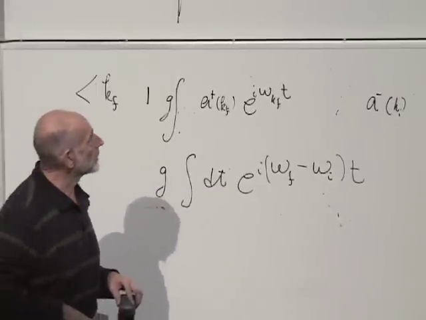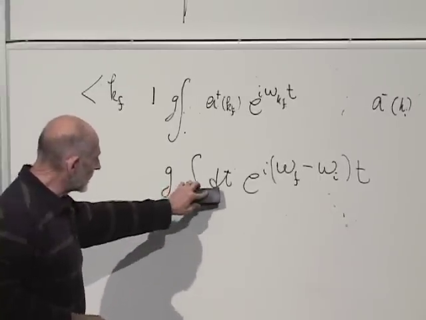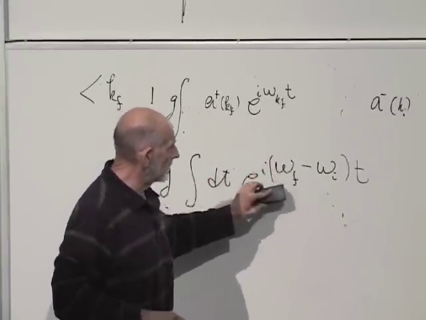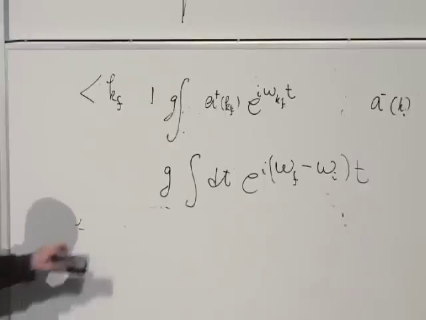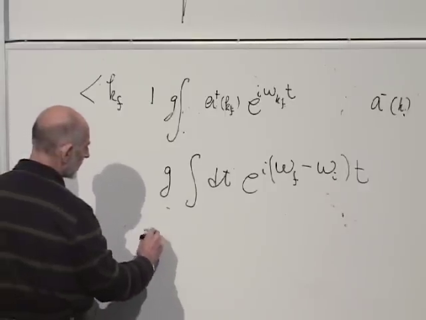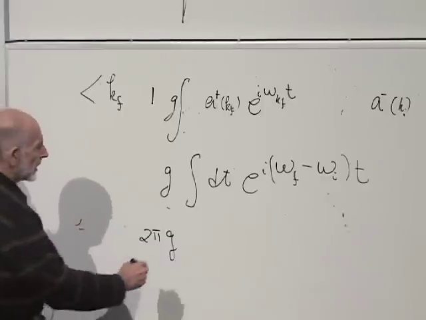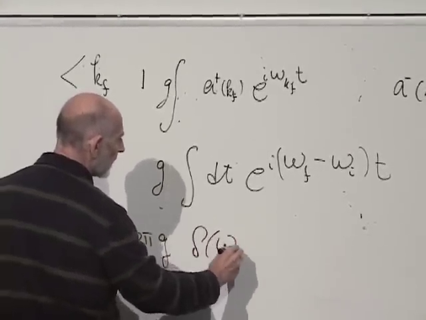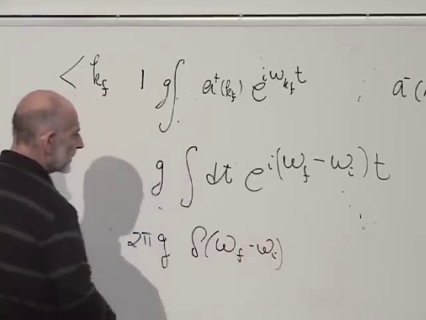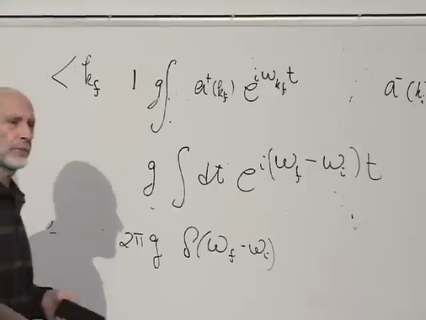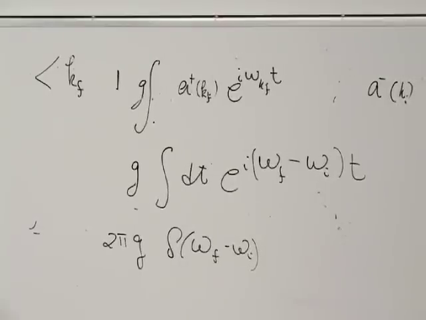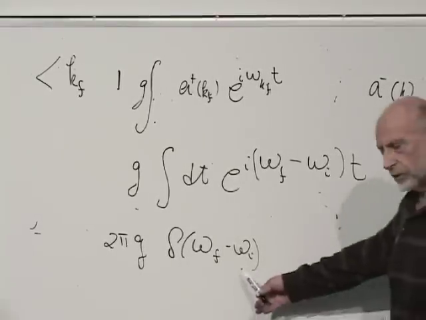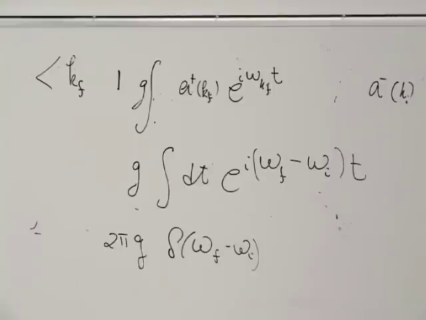Delta function. This is an example of the delta function. An integral dt of e to the I something times t. Let's see, was it 2 pi times the delta function, if I remember? Yeah. I think it was 2 pi g times delta of omega final minus omega initial. Does this ring a bell? Delta of omega final minus omega initial. It's only non-zero when omega final is equal to omega initial. Omega final is the final energy. Omega initial is the initial energy.